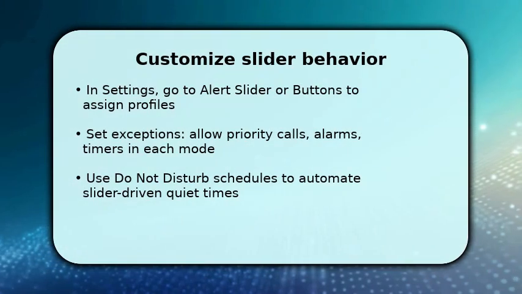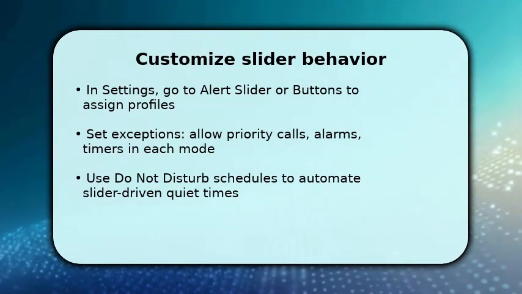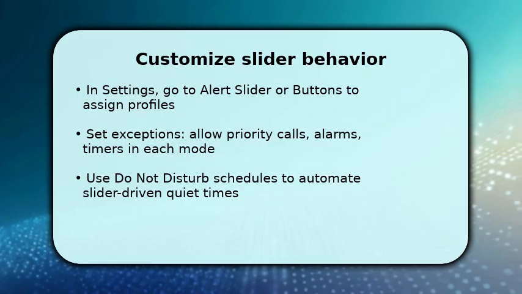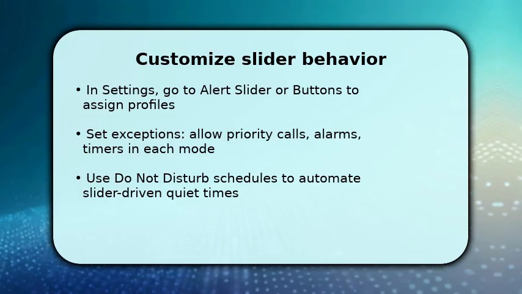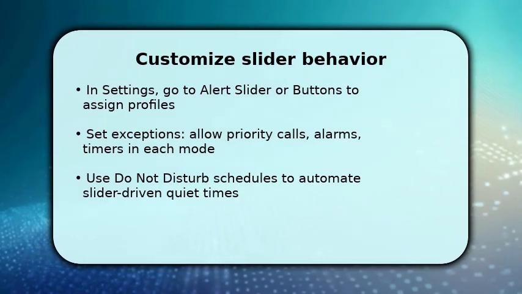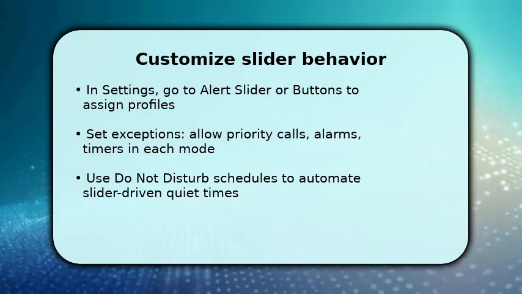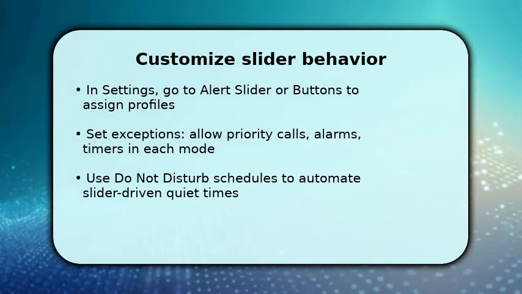Now you customize what each position does. Go to Settings, Alert slider or buttons, and tap each mode to edit. You can allow priority calls, repeat callers, or alarms to bypass silent. Set those exceptions intentionally so important alerts still reach you.